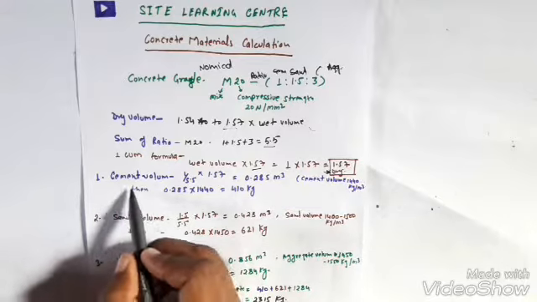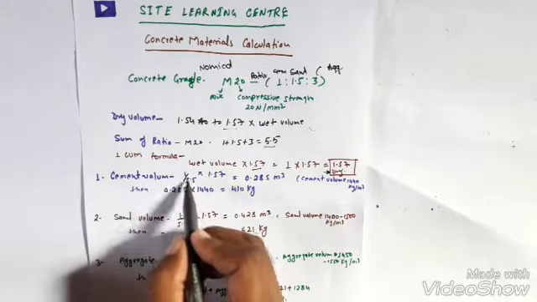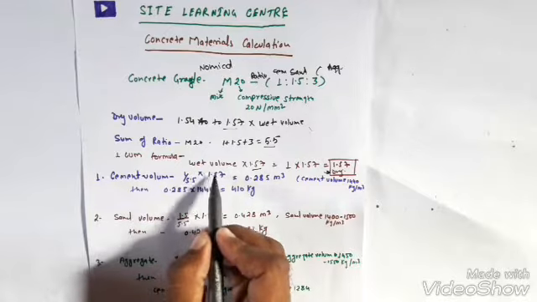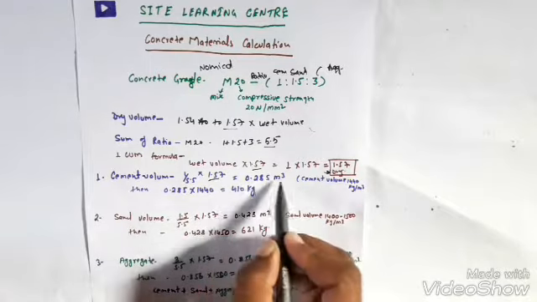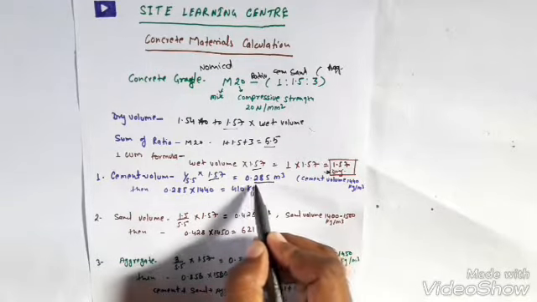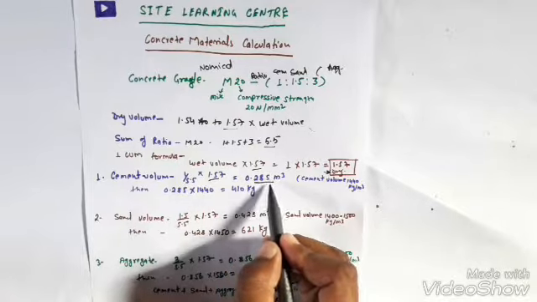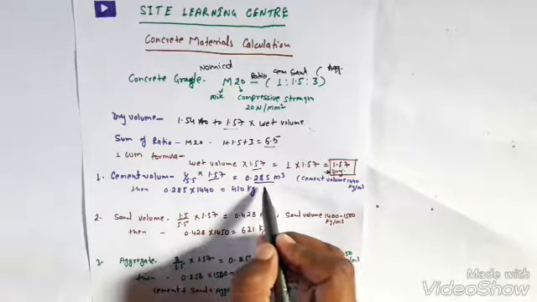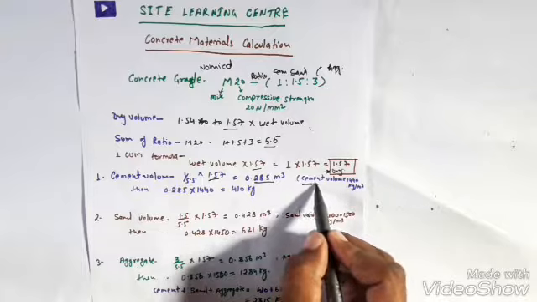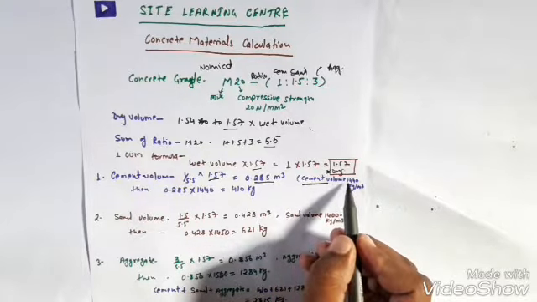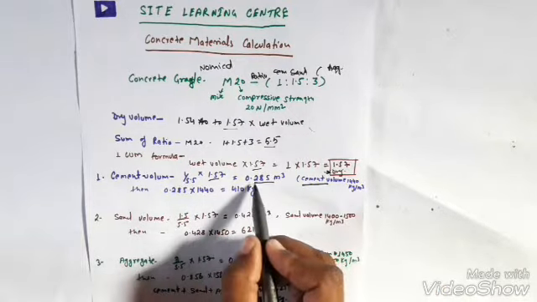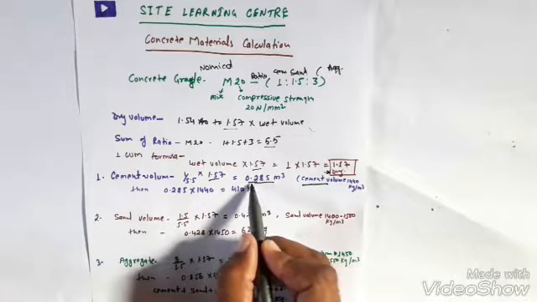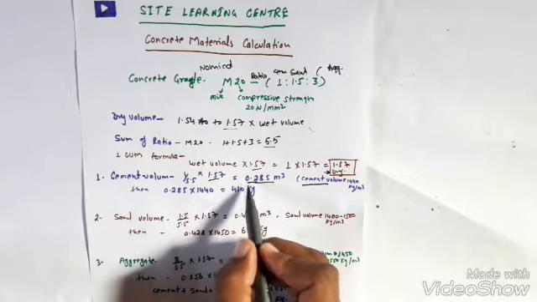So cement volume means 1 / 5.5 × dry volume is equal to 0.285 m cube. This is the cement that will be in 1 m cube of M20 concrete. The cement density is 1440 kg per m cube. So this is our cement volume per m cube of concrete.